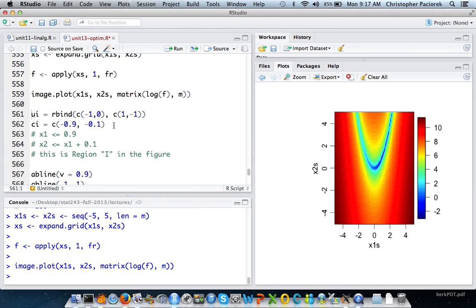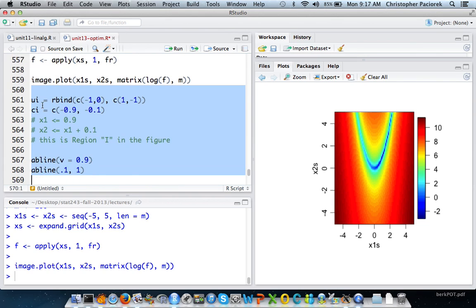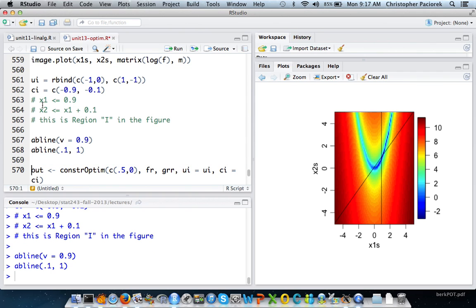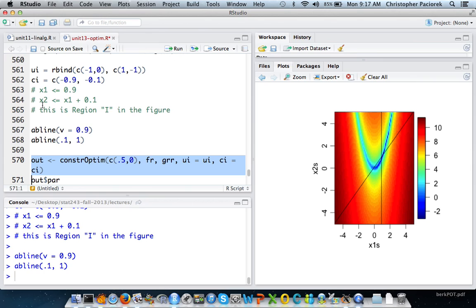So the idea of what's going to happen here is, okay, here I'm just plotting the constraint regions, and now I'm going to do the constraint optimization. I have to give it a starting point here, and as you might expect, that starting point has to be in the feasible region. It has to satisfy the constraints, so we have to be somewhere in that region.